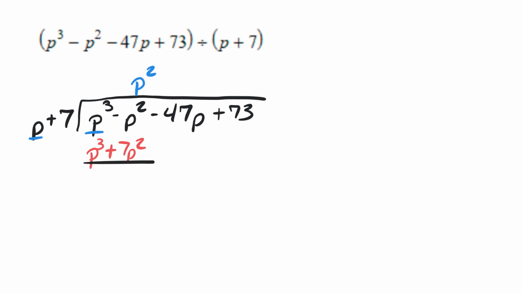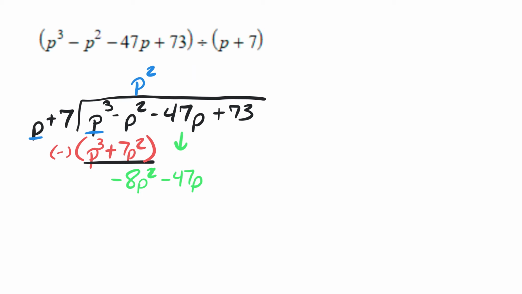Remember, anytime we do this, it's an understood subtraction, and it's a subtraction from both of those terms. So the p cubes are going to cancel, and the negative p minus 7p is negative 8p squared. That's where people a lot of times get hung up on this long division. Remember, it's understood subtraction. We're going to drop down our negative 47p.